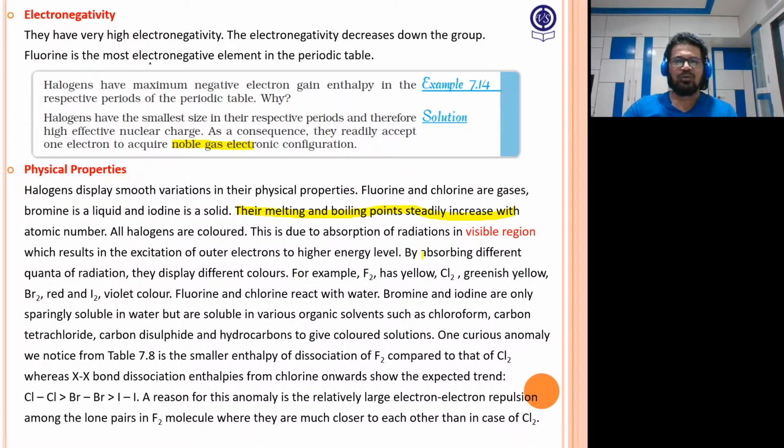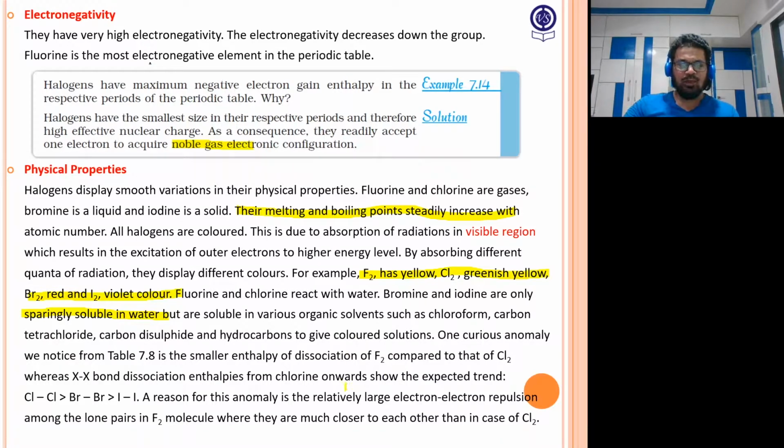Then absorption in the UV region. Then the colors are given. Fluorine, pale yellow. Chlorine is greenish yellow. Bromine is a liquid, reddish brown, and iodine is a violet solid. Then it says fluorine and chlorine react with water because of their high hydration enthalpy. Fluorine has the maximum. Bromine and iodine are only sparingly soluble, but they are soluble in organic solvents.